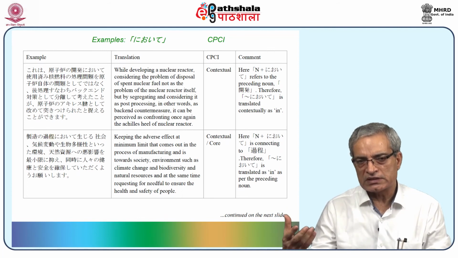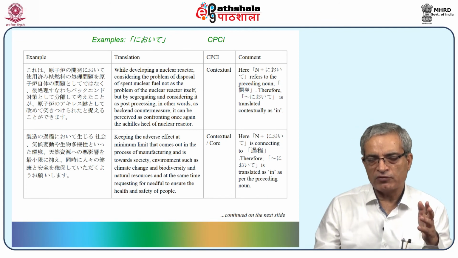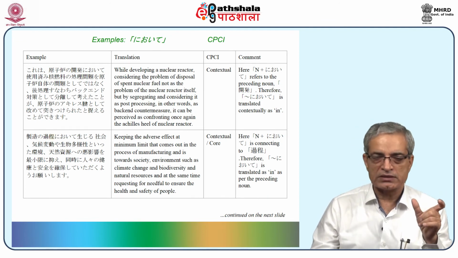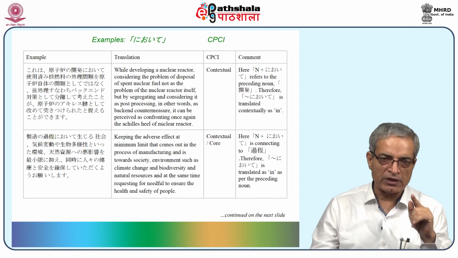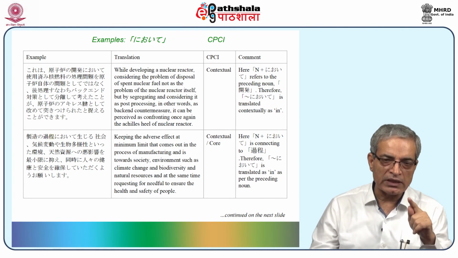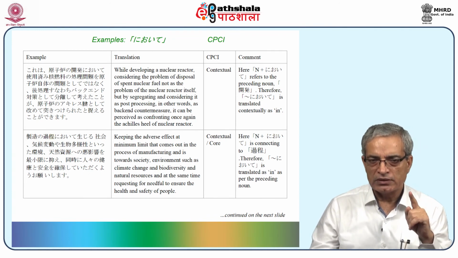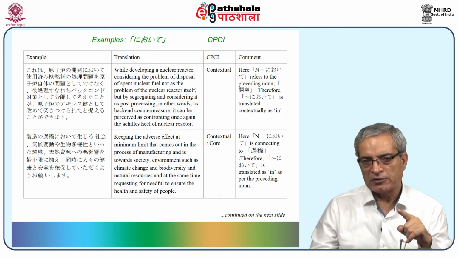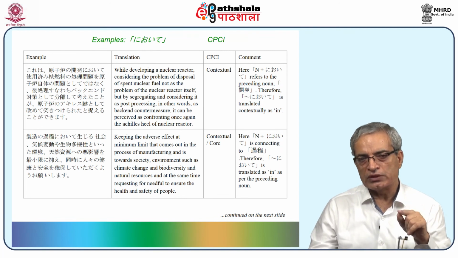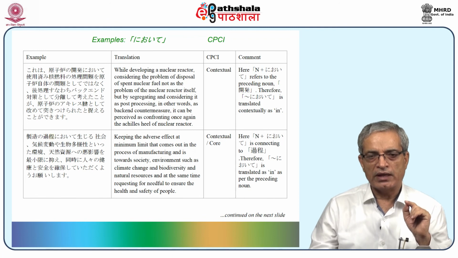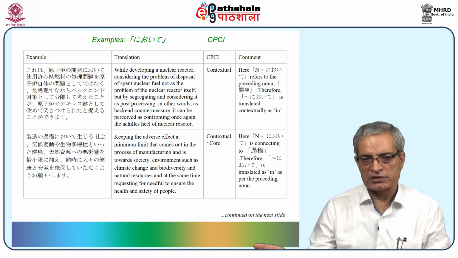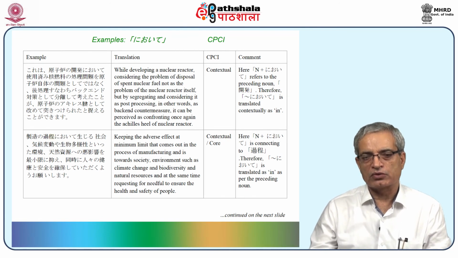process. So khate is one step, and in this step we are saying, so if you want to treat it as process, then it will become while, and maybe the running text may have to be changed, keeping the adverse effect at minimum limit that comes out during the process of manufacturing and is towards, etc. So it's possible. If it becomes during, then it obviously becomes contextual. In remains a border case for contextual or the core, but it's quite close to core, in fact, instead of contextual.